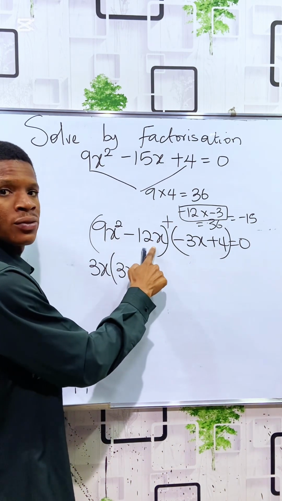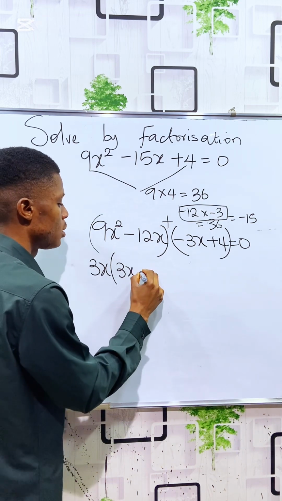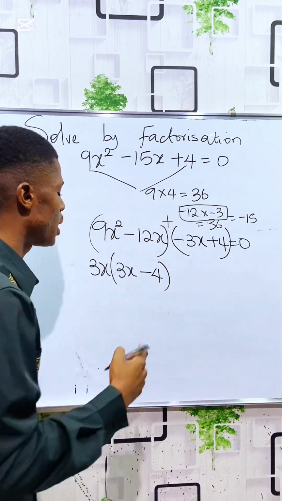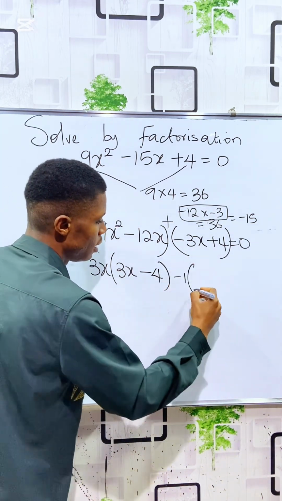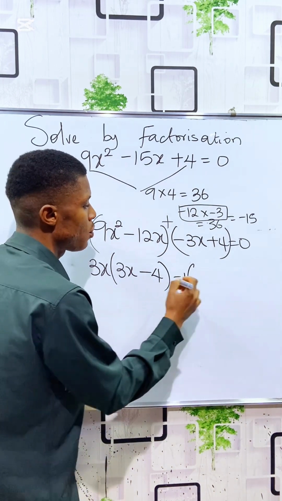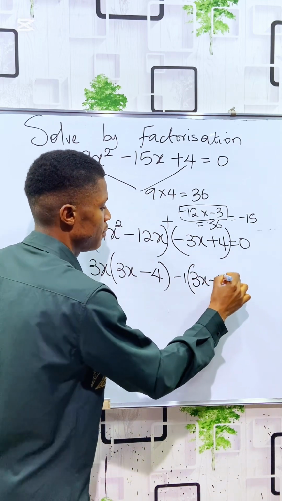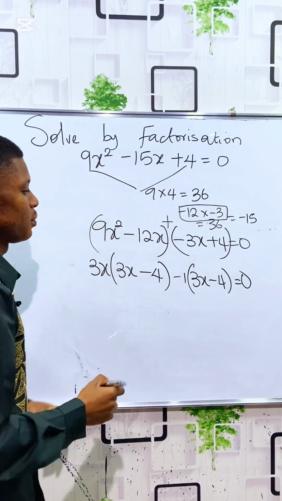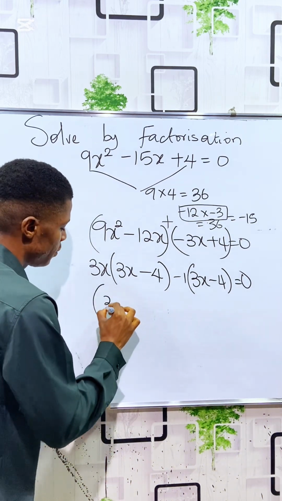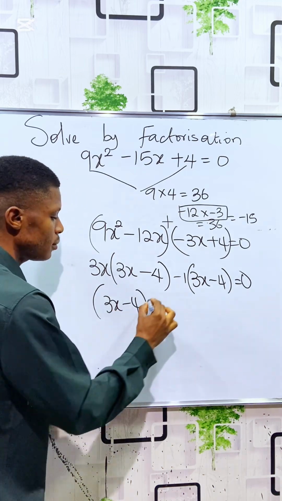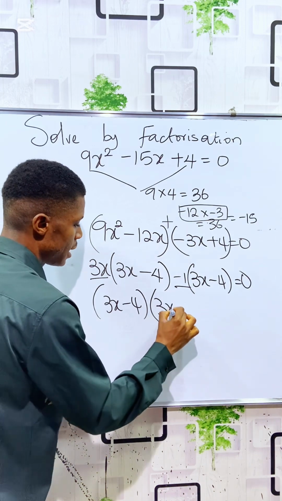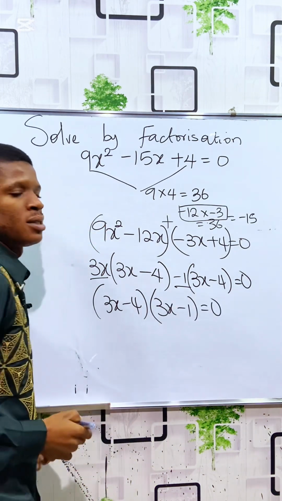If you factor 3x from minus 12x, you get minus 4. Then we factorize the second pair. We can factor out a negative 1. If you factor minus 1, because we want it to match this bracket, you can see we have 3x minus 4 equals 0. Since these two brackets are the same, we pick one of them as a factor and multiply it by the remaining terms, which gives 3x minus 4 times 3x minus 1 equals 0.